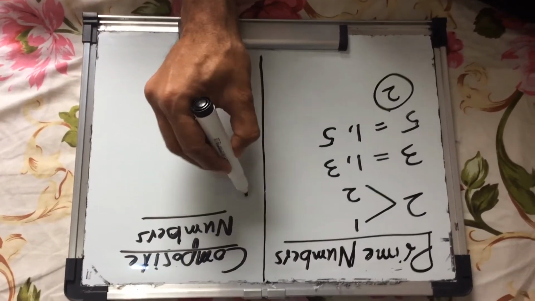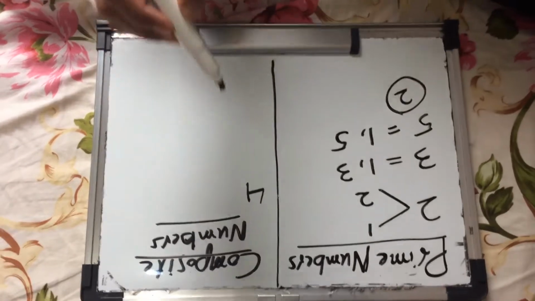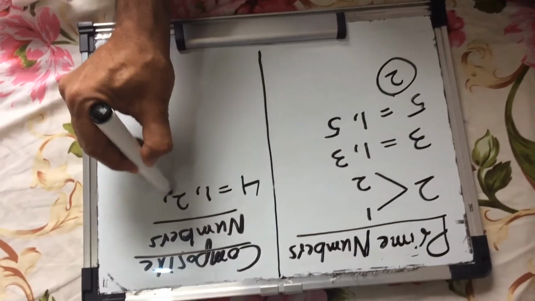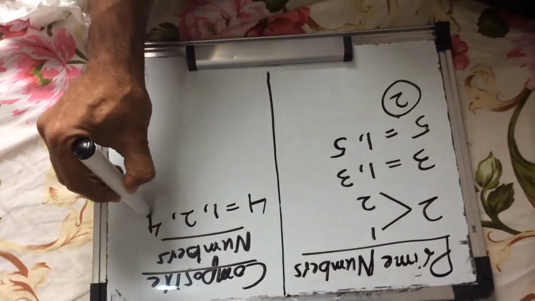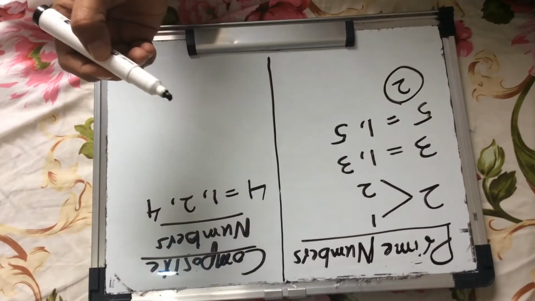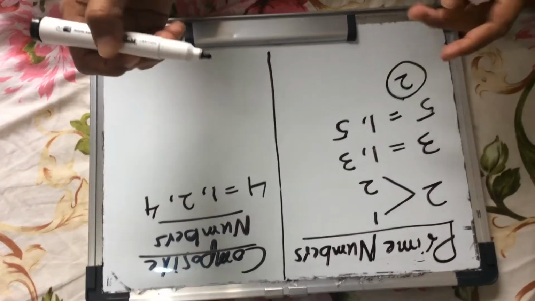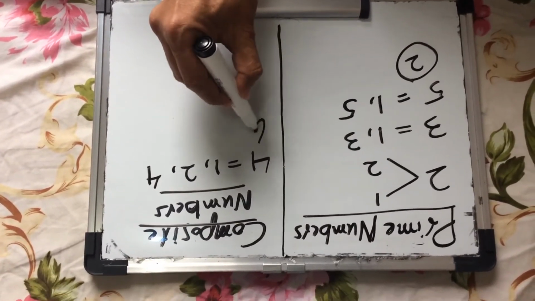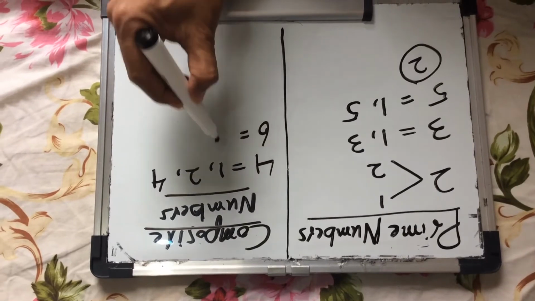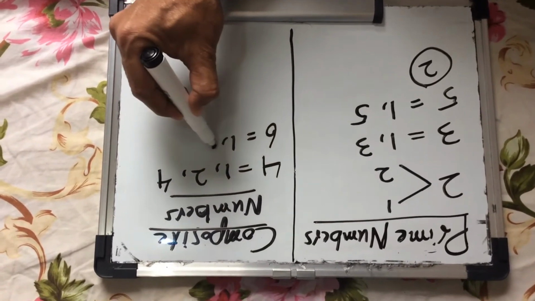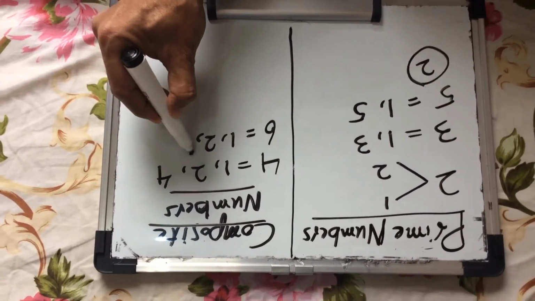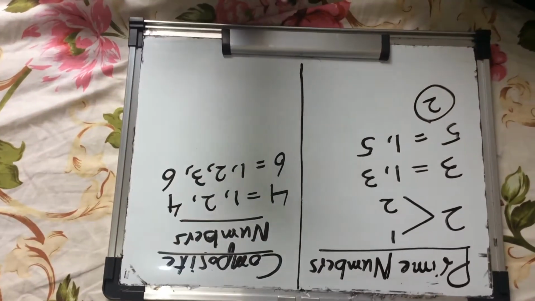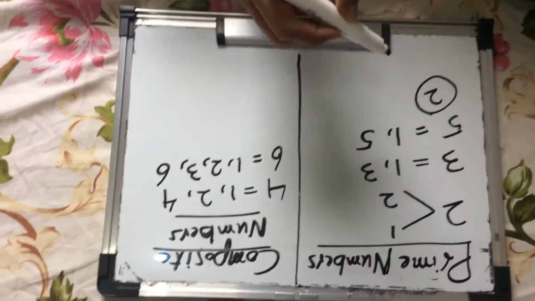For example, I just write here 4. 4 can be divided by 1. It can be divided by 2. It can be divided by 4 itself. So this is a composite number. Factors mean they can divide it. In the same way, if you consider 6, it is also a composite number because it can be divided by 1, by 2, by 3, and by 6. So it is a composite number.